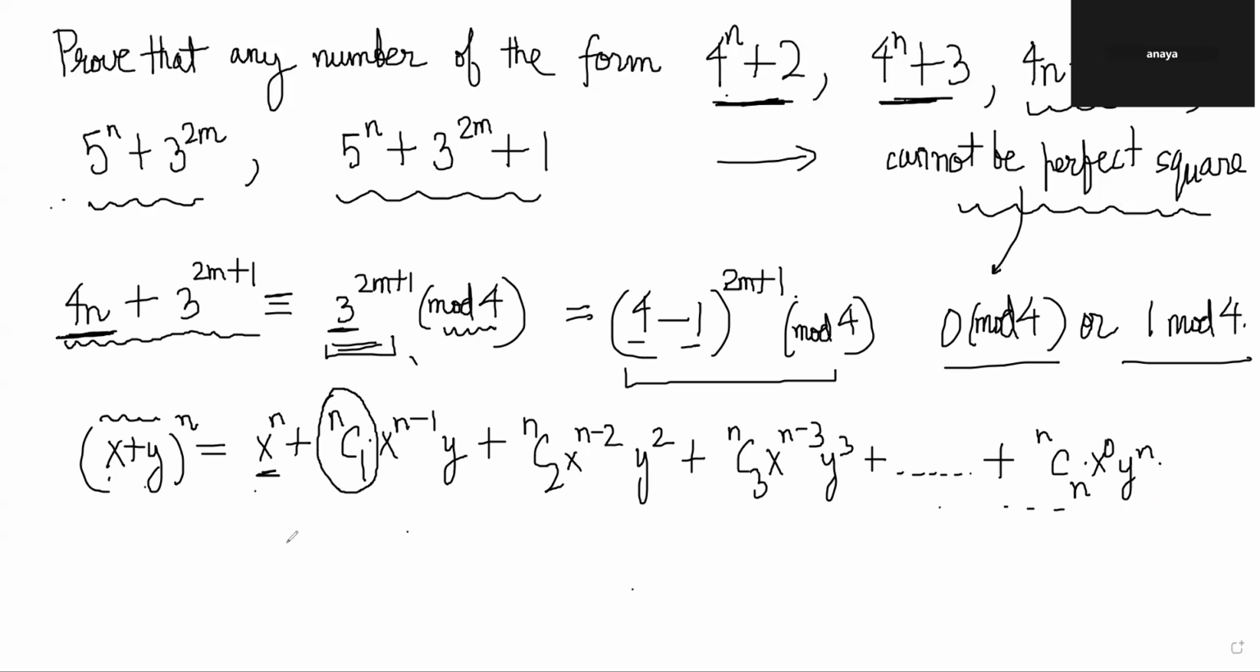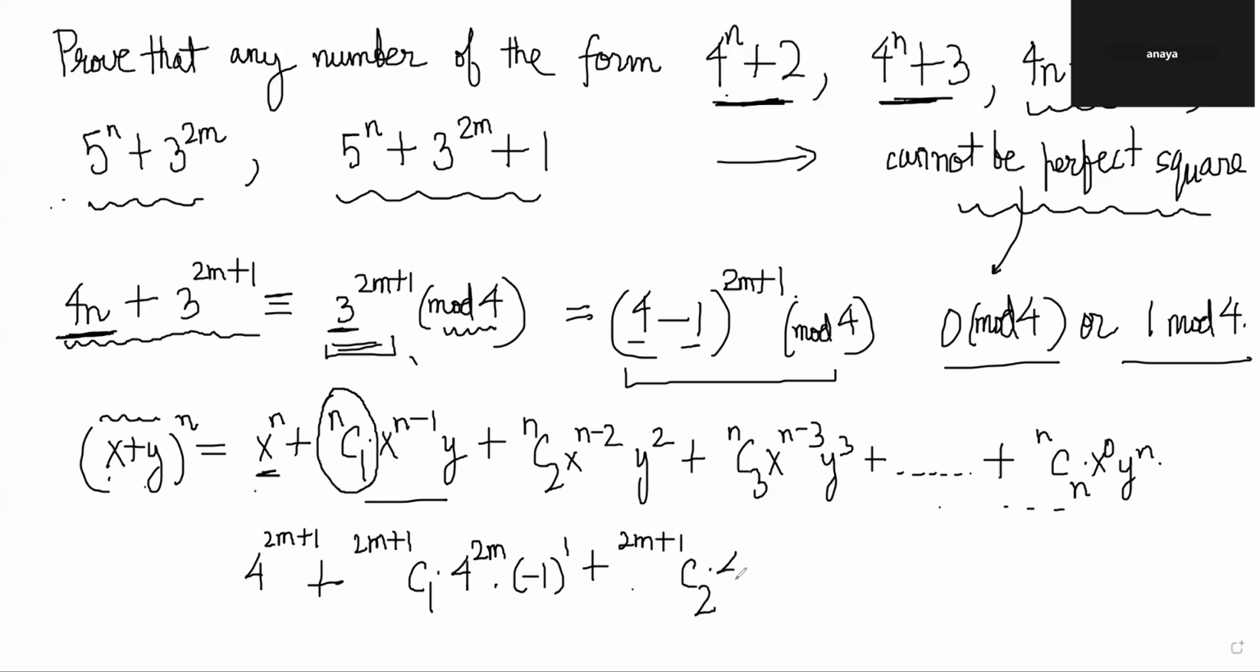So the first term would be 4 power 2m plus 1, right? Then it will be (2m+1)C1 times 4 power 2m and (minus 1) power 1, right? Do you see what I'm doing? I'm exactly writing the terms. Then (2m+1)C2 times 4 power 2m minus 1 and (minus 1) squared, right?